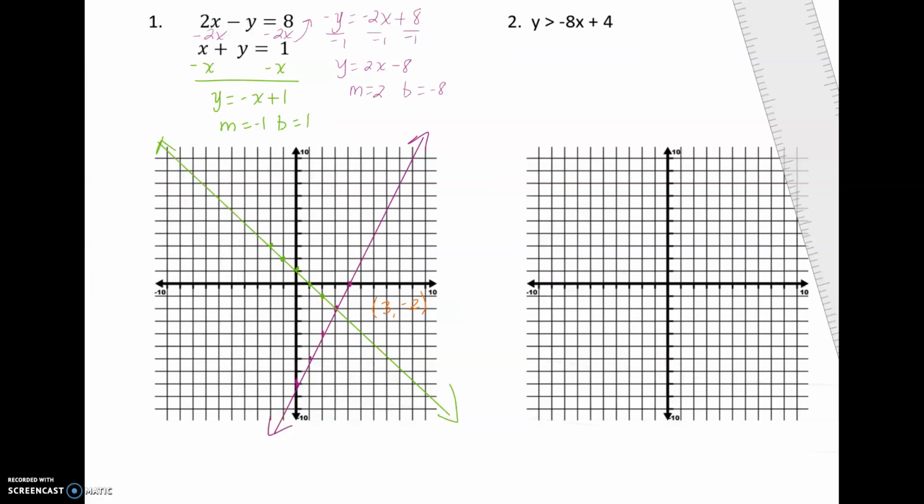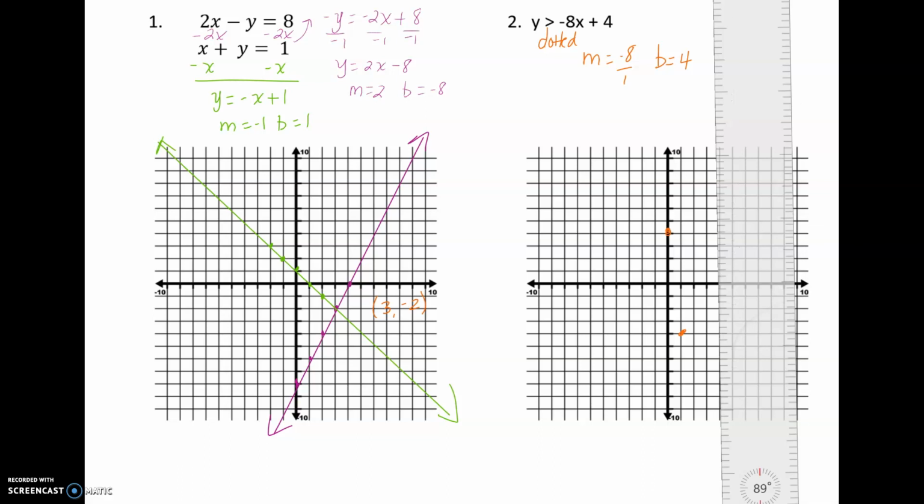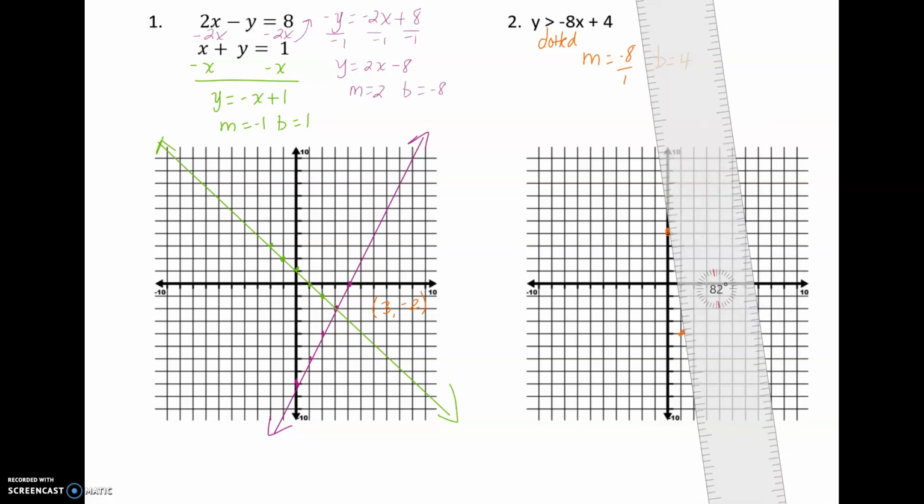Okay, so in the last section, you graphed linear inequalities. This is already in slope-intercept form. Number 2, y is greater than negative 8x plus 4. We're going to do a dotted line since it just is a greater than. My slope is going to be negative 8 over 1, and my intercept is 4. Okay, so from the origin, I'm going to go up 4, 1, 2, 3, 4. From there, I'm going to go down 8 and over 1. I'm going to draw my dotted line.